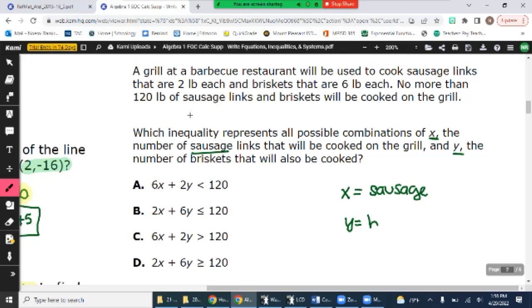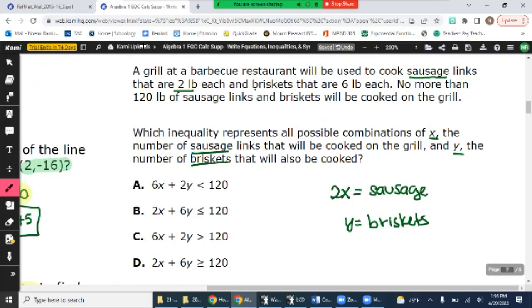Number of briskets. Knowing that information does not help me find my answer. So I now need to look for that word in the word problem, and you can find it in the first paragraph. So sausage, find it, and it is around what number? Sausage is around the number 2 pounds. The sausage links weigh 2 pounds, so I can put the 2 in front of X.